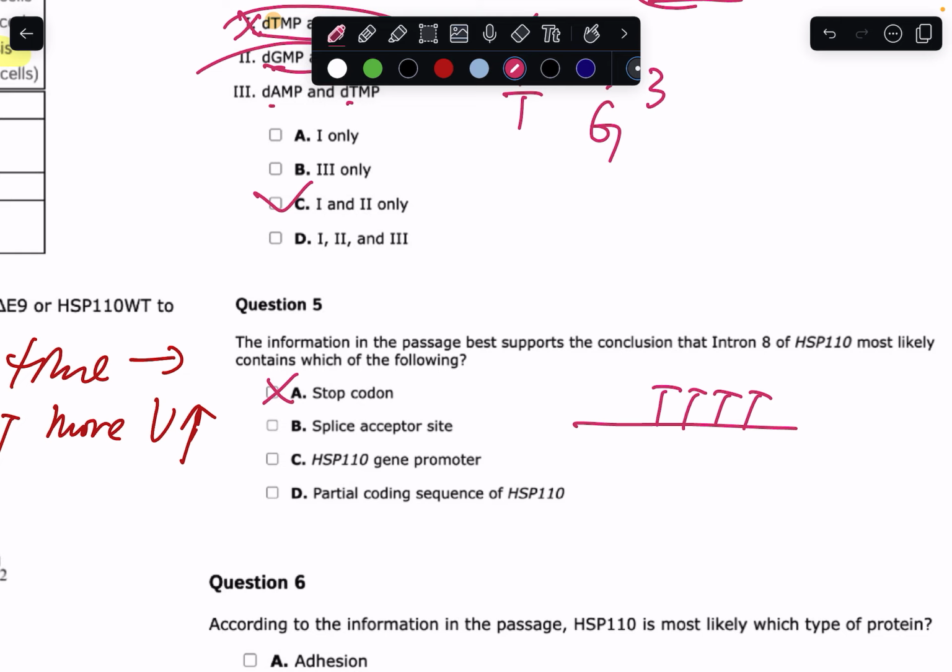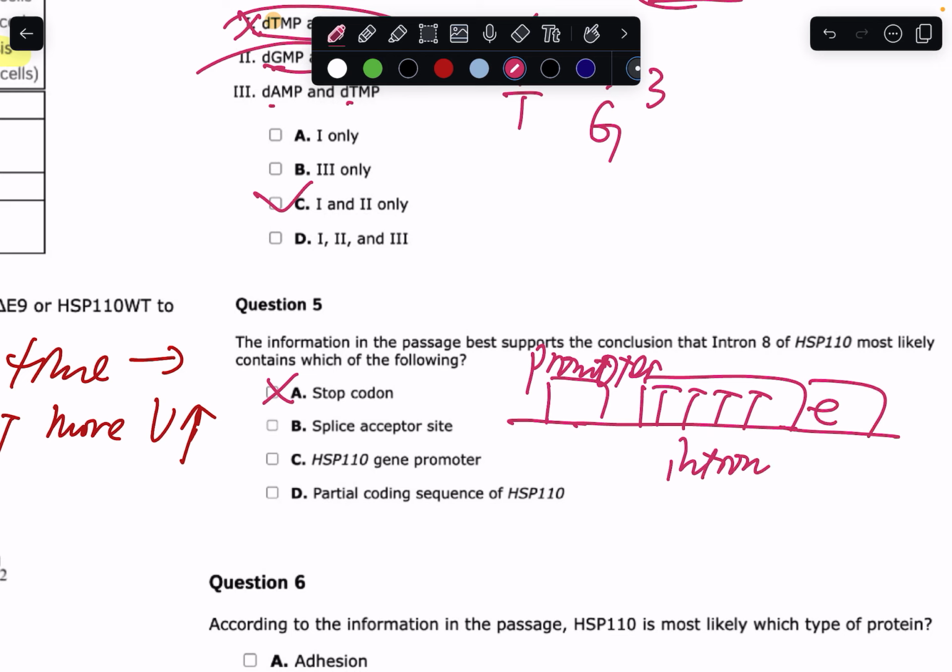And then HSP110 gene promoter. Okay, that is wrong because if you have the background knowledge, promoter is always upstream of intron. Okay, so it's a promoter and then intron and then exon and then intron and then exon. Okay, so the promoter is wrong.